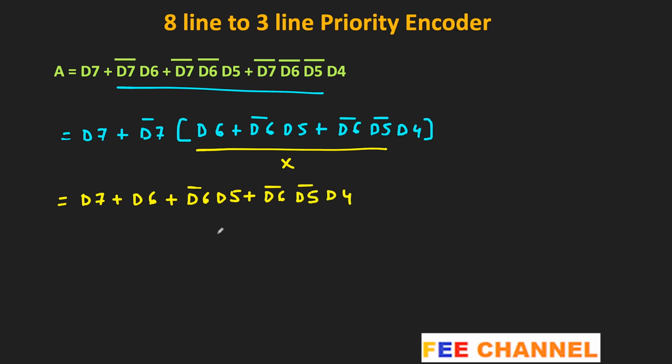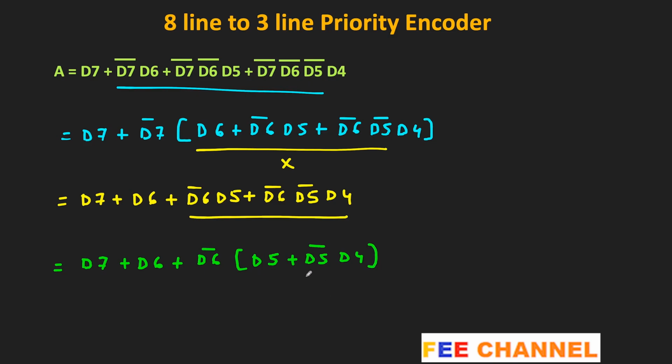Once again, using the distributive law, D5, or D5 invert, and D4 can be written as D5 or D4. And let's say that is equal to y. That means we will have D7, or D6, or D6 invert, and y. Once again, using the distributive law, we can write it as D7, or D6, or y. And that is equal to D7, or D6, or D5, or D4. That means the output A is equivalent to D7, or D6, or D5, or D4. And that is the simplified expression of the output A.